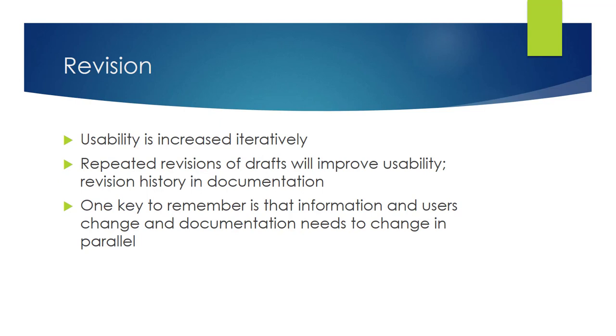Of course, anytime we do documentation, we want to always keep revision in mind. Usability is increased iteratively. So if we go back to the iterative approach, we are always creating documentation with an eye towards improving it. Repeated revisions of drafts should then improve the usability. One reason we have a revision history in documentation is to look back, see where we have come and where we are going. One key to remember is that information and users change, and documentation needs to change in parallel. This is more so the case now than ever before.